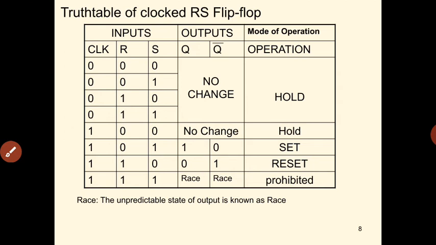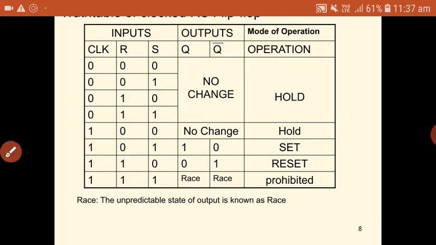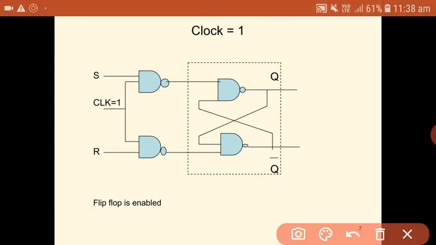Okay, so this is the truth table of the clocked RS flip-flop. We will see the operation of this flip-flop. Whenever clock is equal to 1, let us say initially S is equal to 0 and R is equal to 0, and clock is equal to 1. Let us say these are the first, second, third and fourth gates.